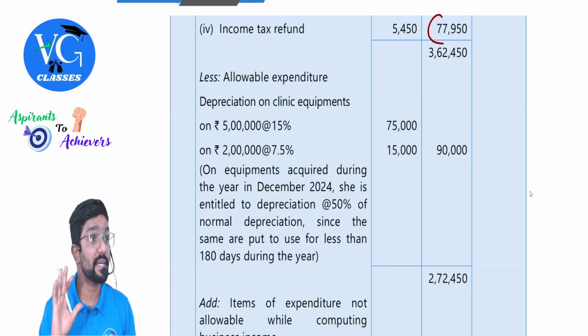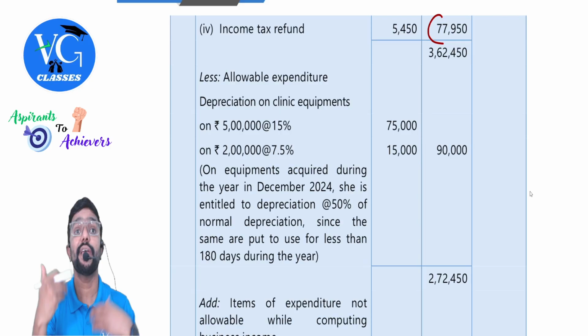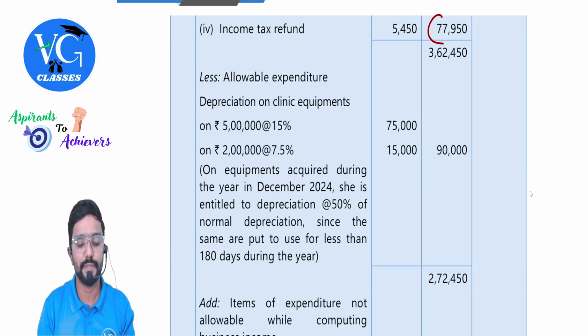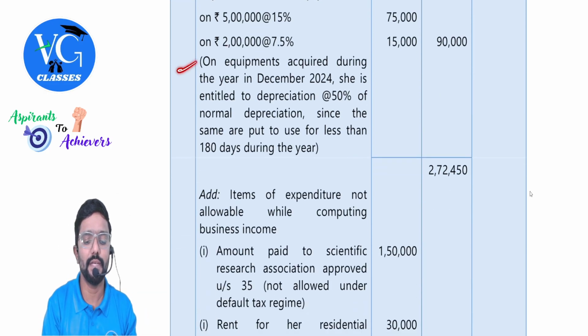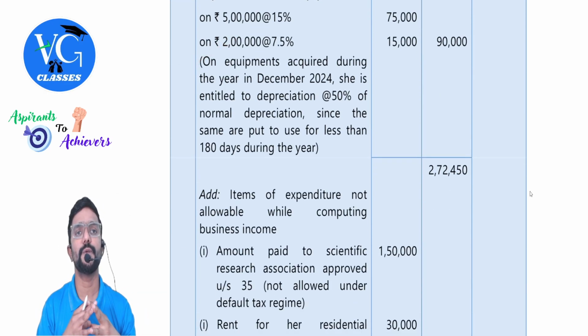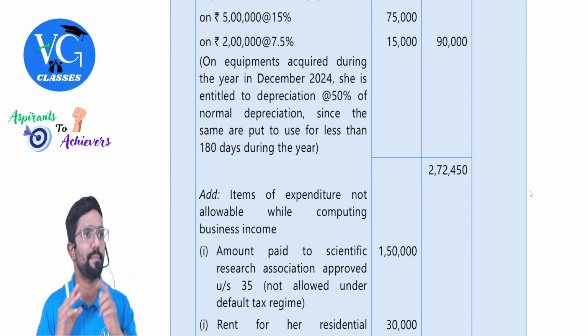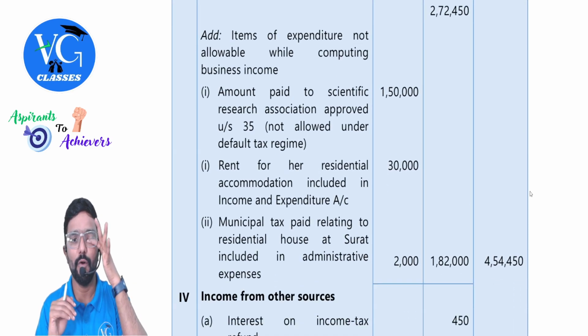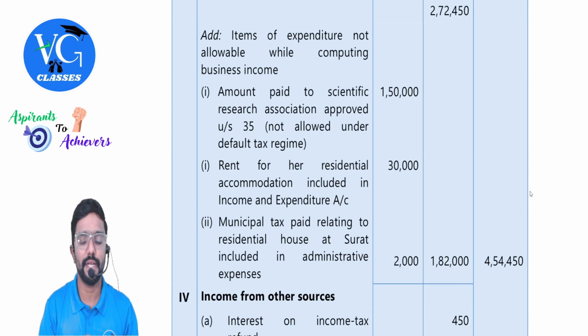This is also a deduction. It is an expense which you can claim, but not debited. Deducted. Okay. They have also given here: for assets acquired and put to use for less than 180 days, only 50% depreciation will be allowed in the present year. Next, items of expenditure not allowable while computing business income.